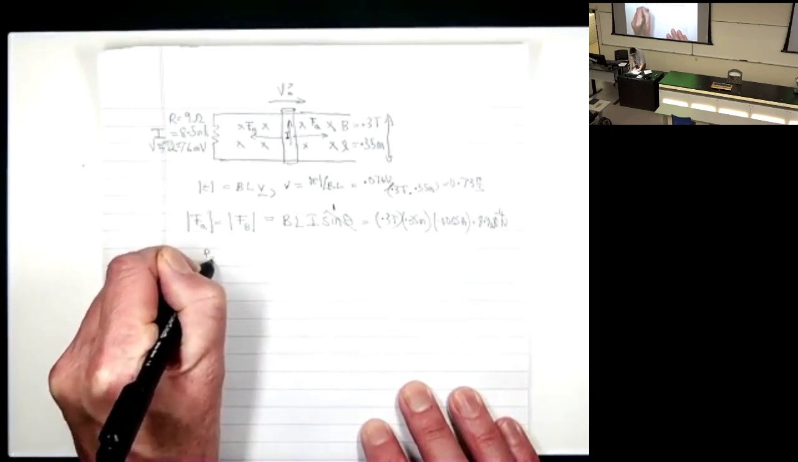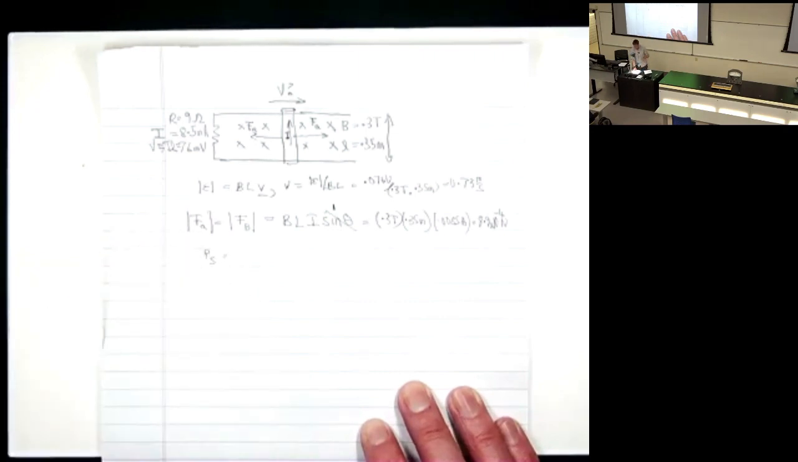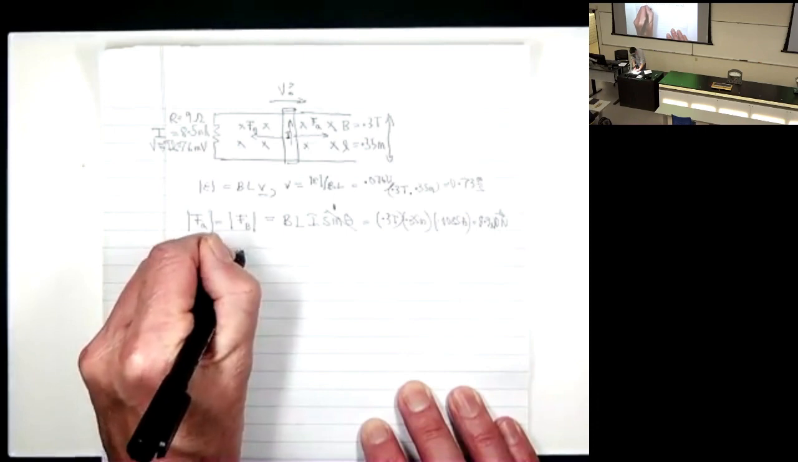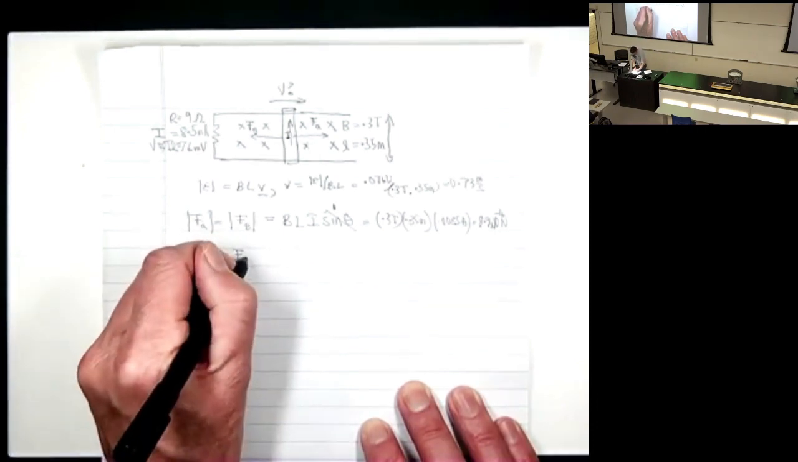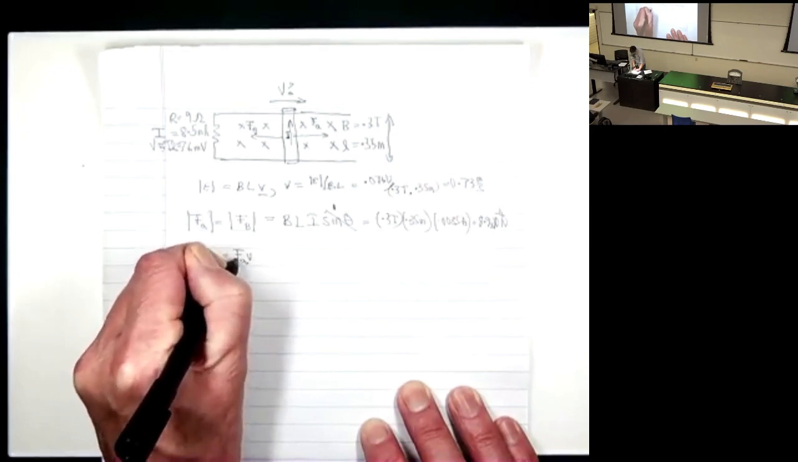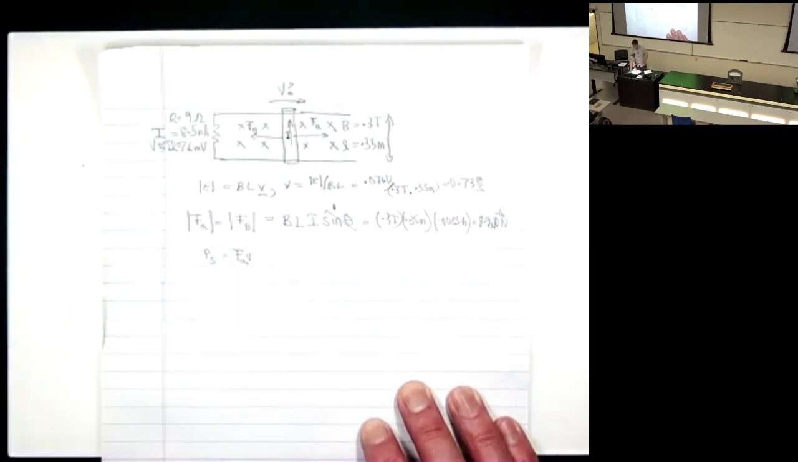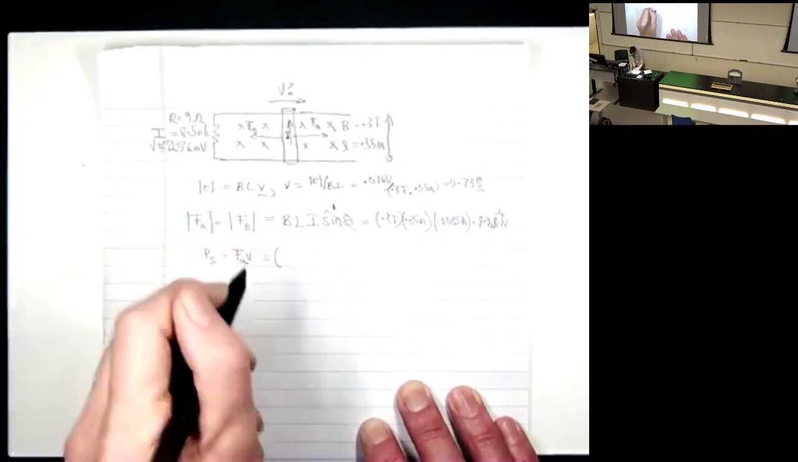So power supplied, that's what this P subscript S means. This is the power supplied by the motion. If you apply a force on an object moving with some velocity V, the product of the force and the velocity is the power that you're supplying. This equation is a friend to the work done. Work done on the rod is equal to the force I applied to the rod times the distance it moves. This is the power version of that. It's the power supplied to the rod, the force I apply on the rod times the speed of the rod. Anyway, we just have to multiply these two things to find the power supplied.